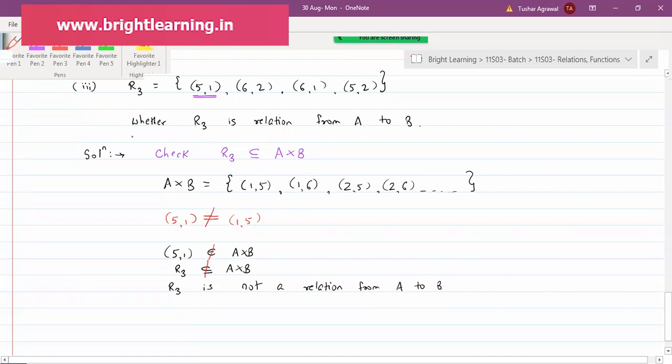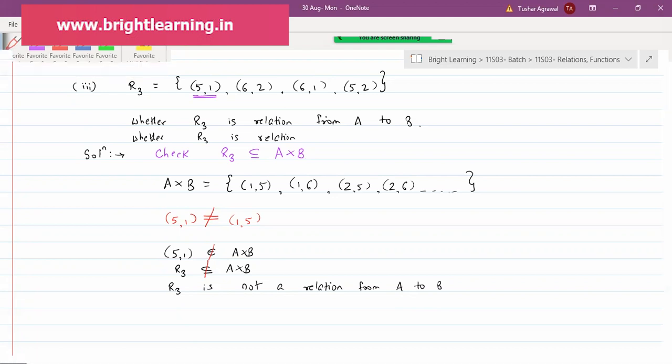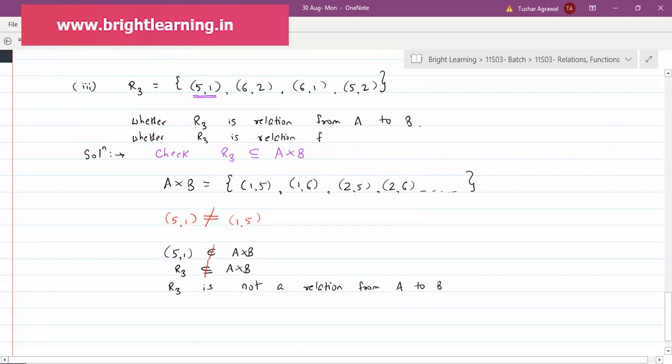Now on the second question, whether R3 is a relation from B to A. First one, we saw that R3 is a relation from A to B: no. Now, whether R3 is a relation from B to A. Can you see that this answer is yes? Everyone, very quickly. Yes, sir. Now, we have to check that R3 is a subset of B cross A. And this is true. This statement is true. So the second is a correct statement. Okay.